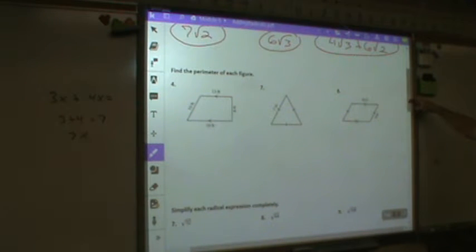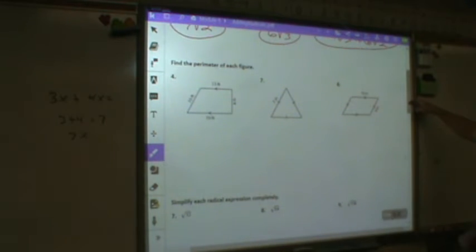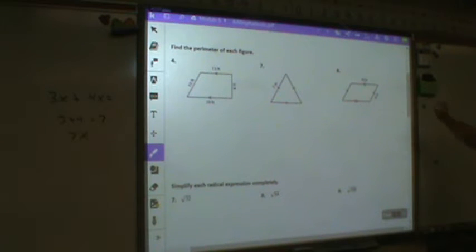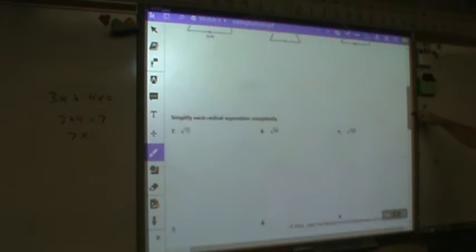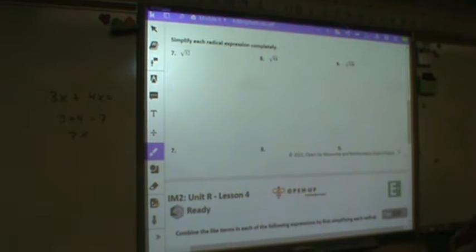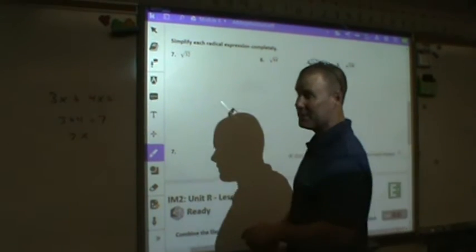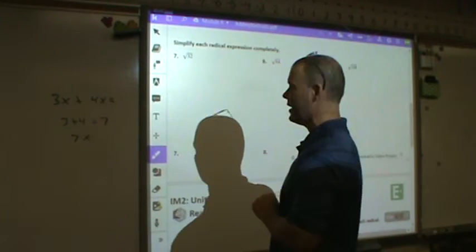Number 4, 7, and 8. I know the numbers are out of order. Find the perimeter of each figure. How do you find the perimeter of each figure? Add all the sides. You should be able to do that. 7 through 9, we simplify each radical. We're getting better at this, but some of us are still struggling at simplifying radicals.